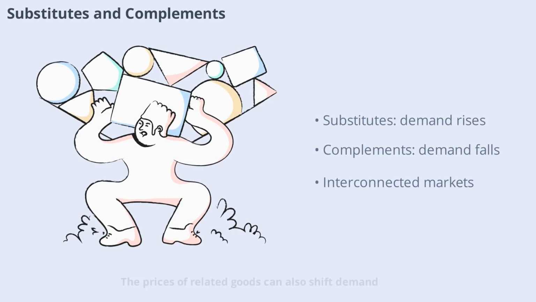The prices of related goods can also shift demand. If the price of a substitute rises, demand for the original good increases. If the price of a complement rises, demand for the original good decreases. These relationships help explain interconnected market movements.